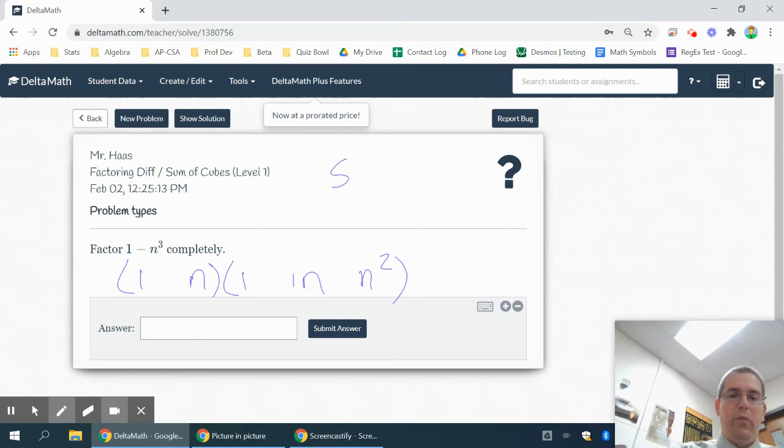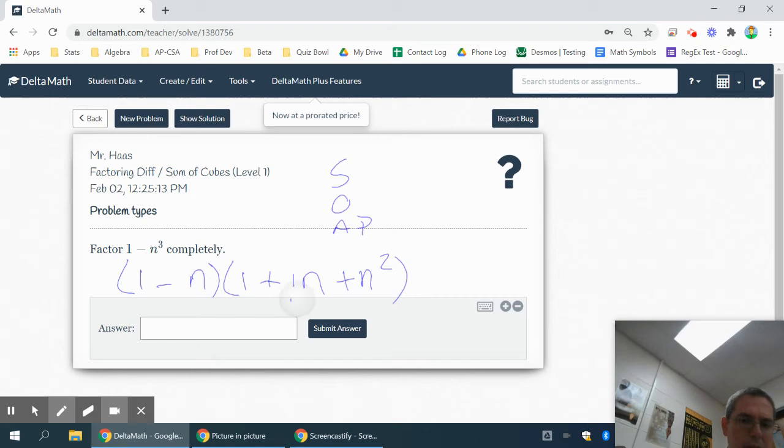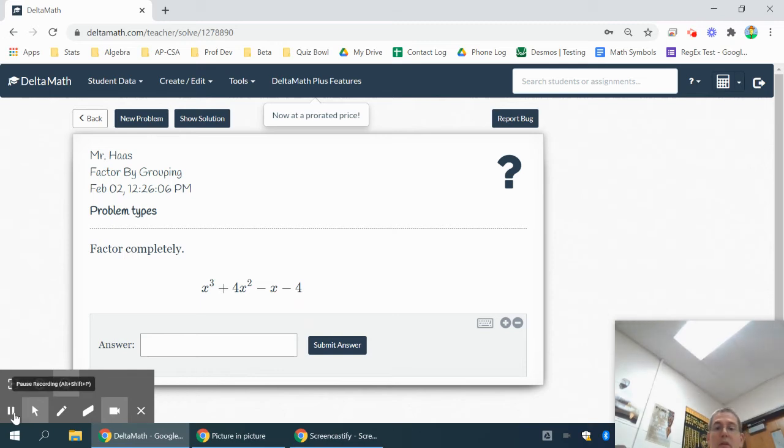The signs are SOAP, same, opposite, always positive. So the first sign is a minus here, the second sign is the opposite, and then the last sign is positive. And that's what you would need to type in. This one sitting right here is optional, but everything else has to be there for you to get it correct. Remember, there were some videos with your lesson to help you with these factoring cubes and factoring by grouping, but I figured adding a few more examples wouldn't hurt.